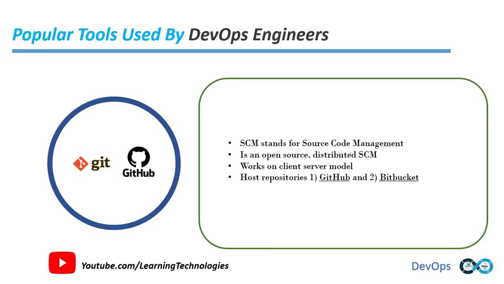Git is used by the most popular companies like Google, Facebook, Microsoft, and Netflix. They extensively use Git in their CI/CD pipeline, nothing but continuous integration, continuous deployment pipeline.